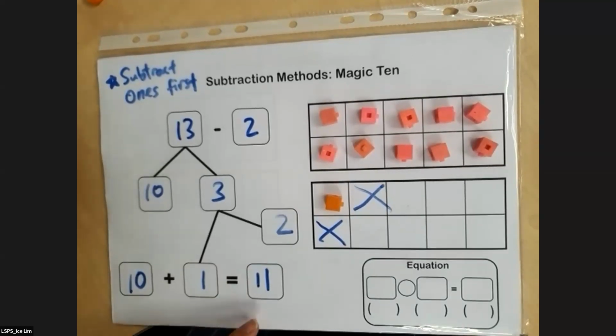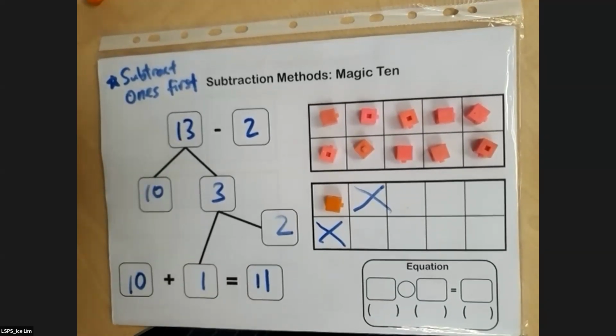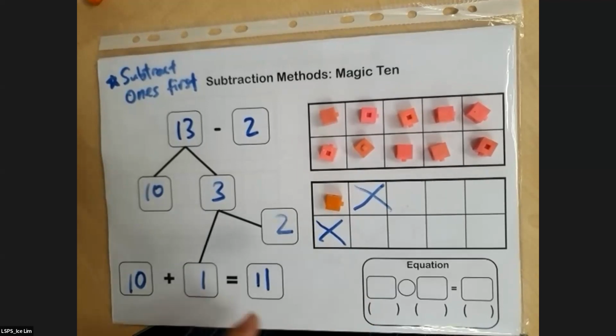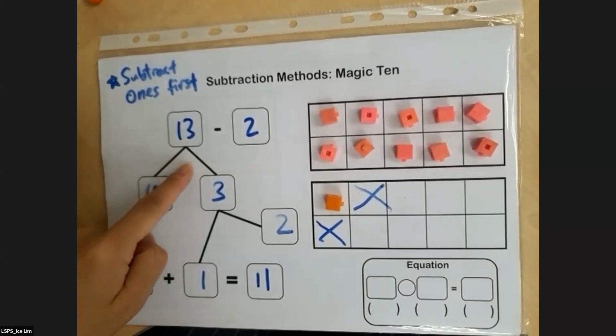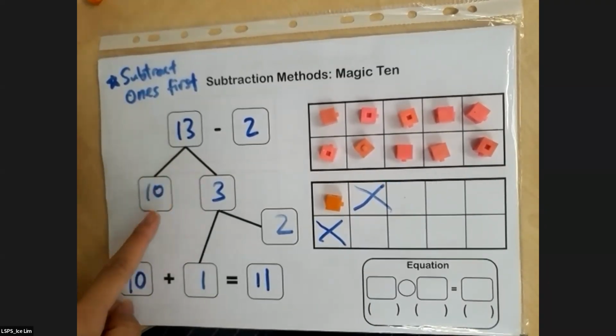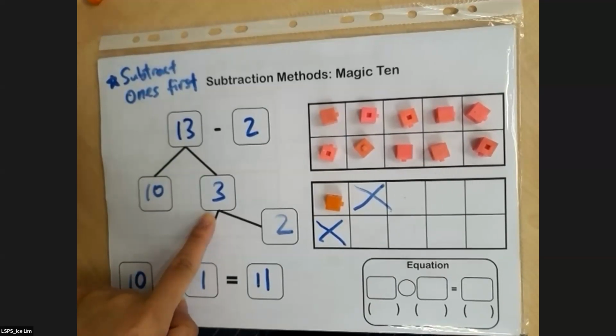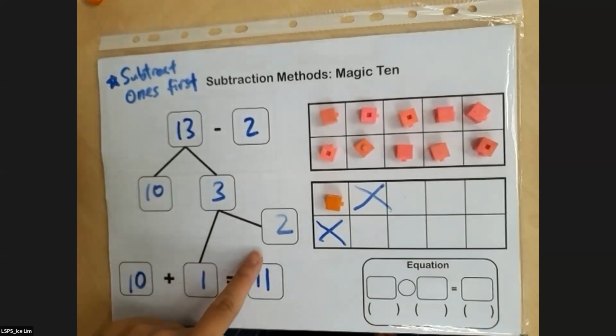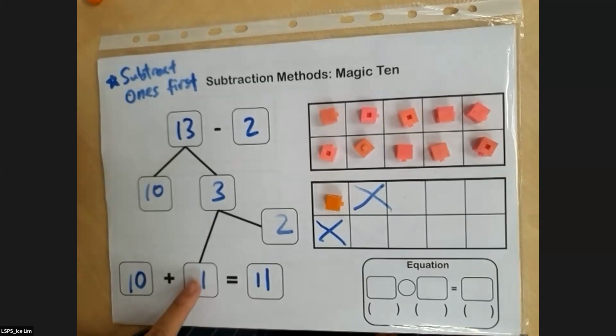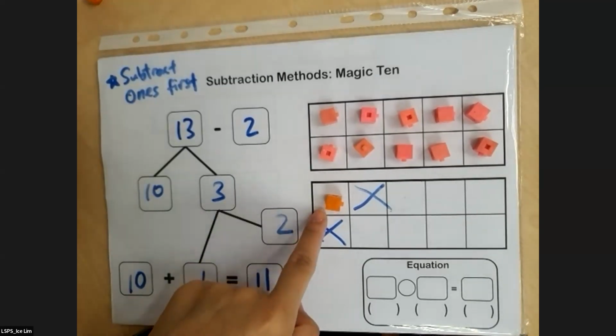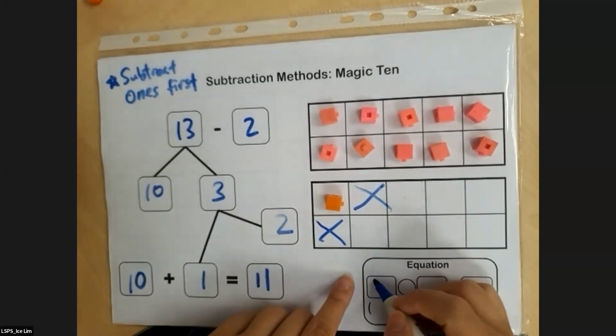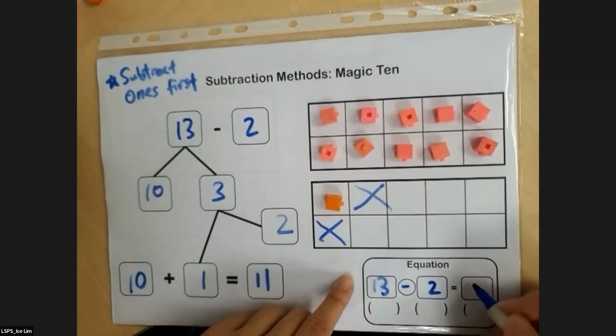Good job. So my first step is 13. I break it into the bond 10 and 3. Then I minus 2 to get 1 ones left. So in the end, 13 minus 2 gives me 11.